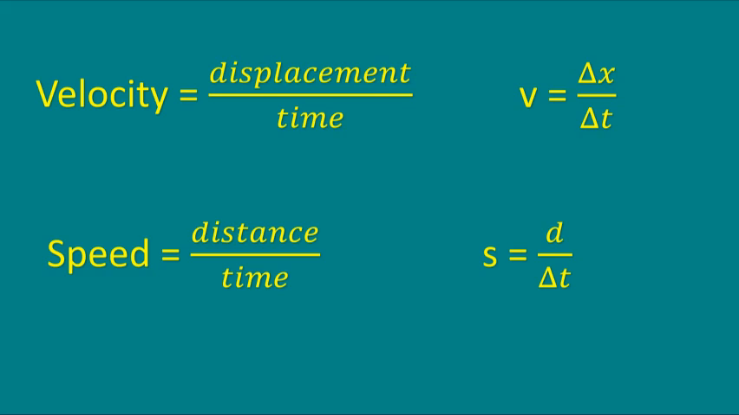Everybody, coming at you today with a quick video talking about speed and velocity, the similarities and differences between the two, and how you could find the velocity and the speed of an object if you know the right information. So velocity is displacement over time and speed is distance over time.